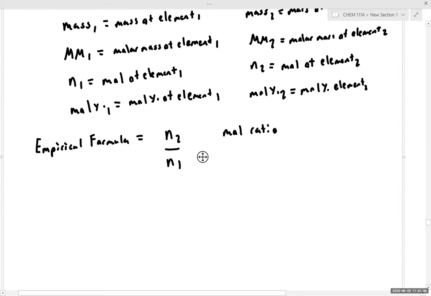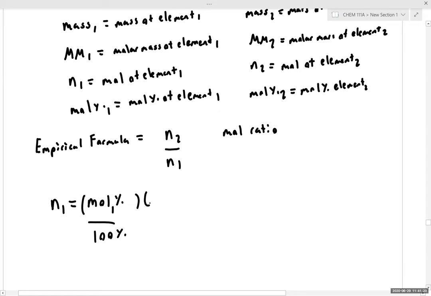Well, we know that the moles of an element are equal to the mole percent of that element over 100% times the moles total. So this is an equation that we can get by modifying our mole percentage equation.